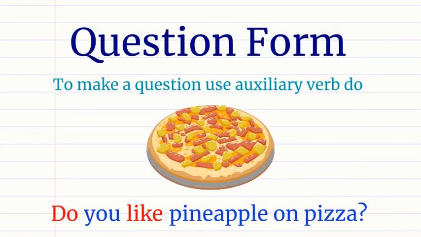To make a question in the present simple, simply add the auxiliary verb do and put it before the subject. As you can see, the main verb is like, but because we want to ask a question, we need to use do as well. Do you like pineapple on pizza? What a question! Of course, nobody likes pineapple on their pizza.